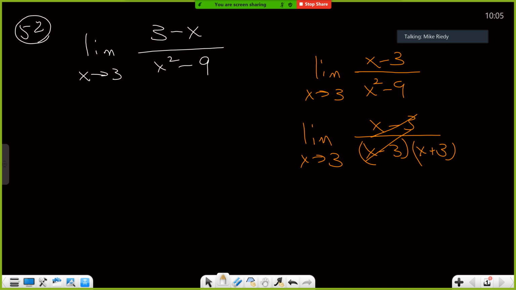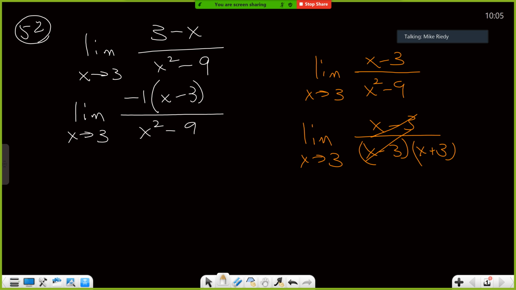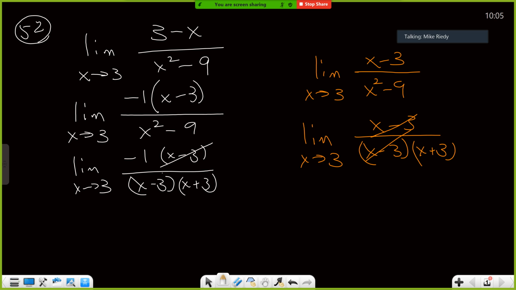So this is where we need to get a little bit sneaky. I'm going to rewrite this problem. I factored a -1 out of the numerator, then the rest falls into place, hopefully for you. -1 times x minus 3 over x minus 3 times it. So then it becomes a problem like we just finished over there on the right. And we get -1/6.